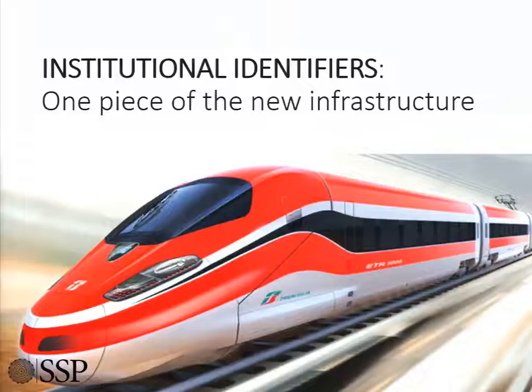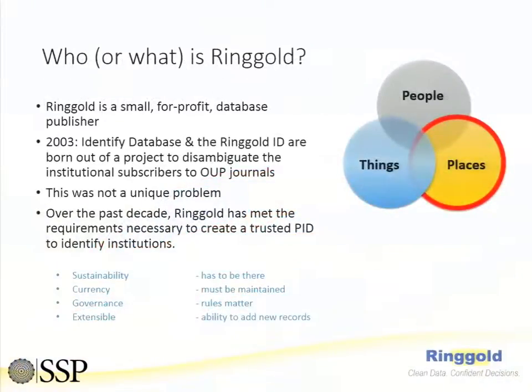So I'm going to talk about our Ringgold ID, which is a unique ID for institutions in the scholarly sphere. Again, just one kind of entity that we need to disambiguate and talk about. Again, if the others are people, places, and things, we talk a lot about those different kinds of entities around Ringgold. So I want to introduce who we are and where we fit into the universe of persistent IDs.